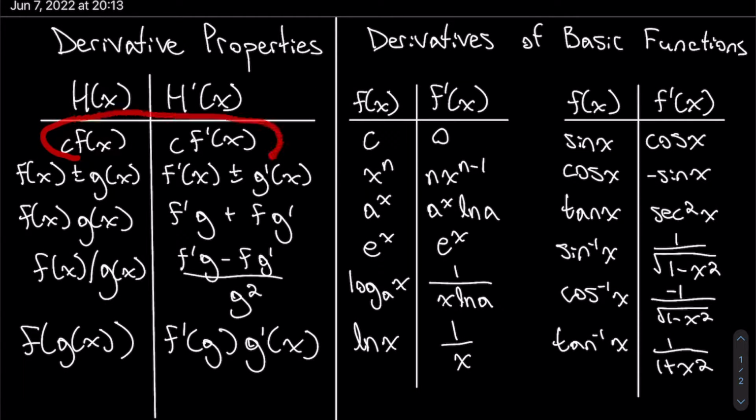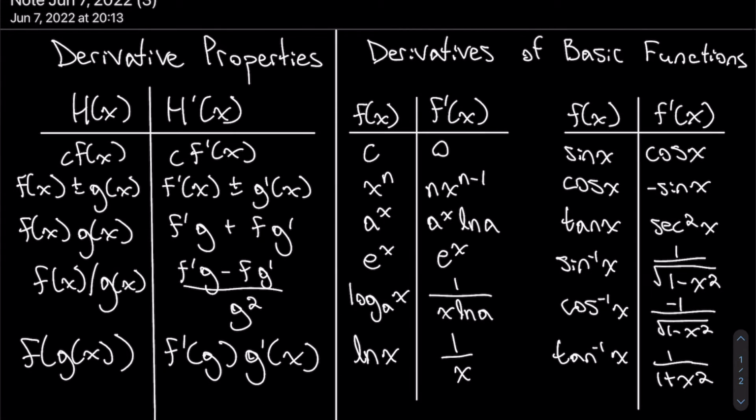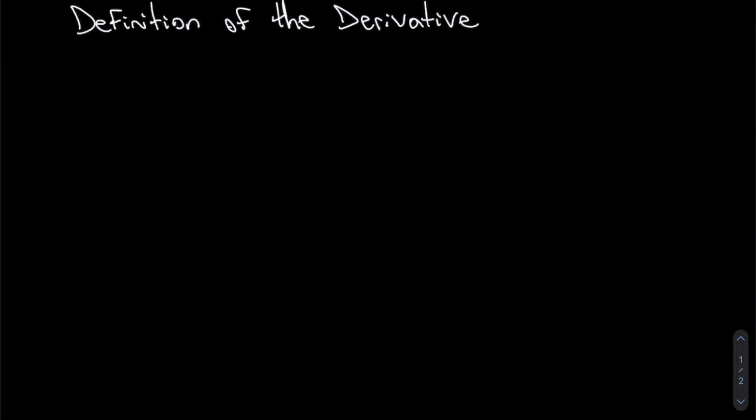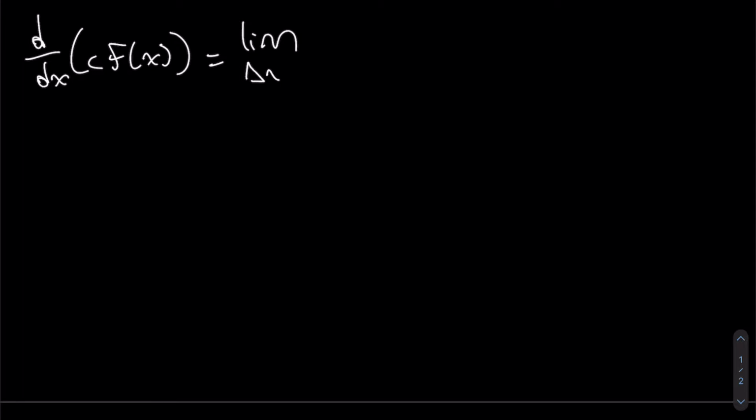So let's start by proving the constant product rule, which says that when you're taking the derivative of a constant times a function, the constant basically just comes right out and you take a derivative of the function by itself. So that's pretty easy to see. So first of all, I'm taking the derivative of a constant times a function and using the definition of the derivative.